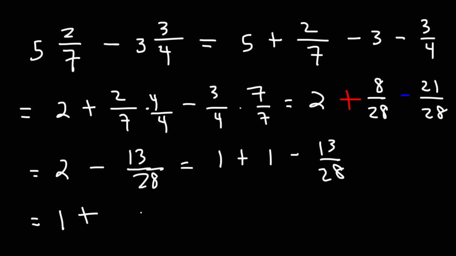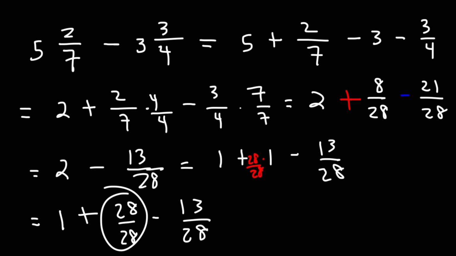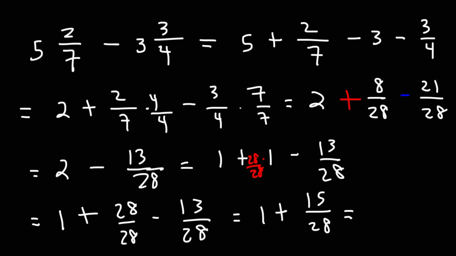So we have 1 plus, and then we're going to change this. So basically what I'm doing is I'm multiplying this one by 28 over 28. So it becomes 28 over 28, but it still has the same value as 1. So now we can combine these two fractions. 28 minus 13 is 15. So the final answer is going to be 1 and 15 over 28. So that's how we can subtract two mixed numbers.